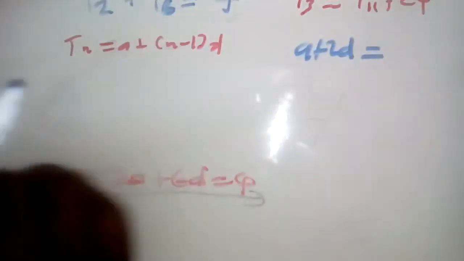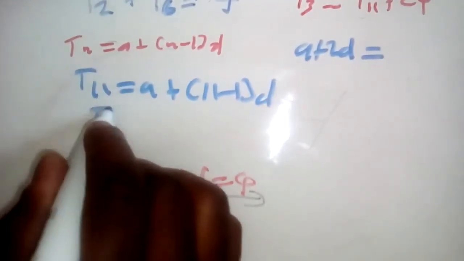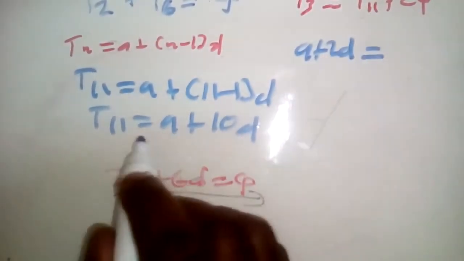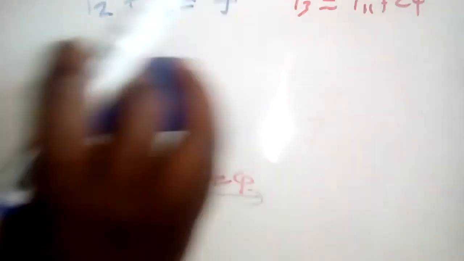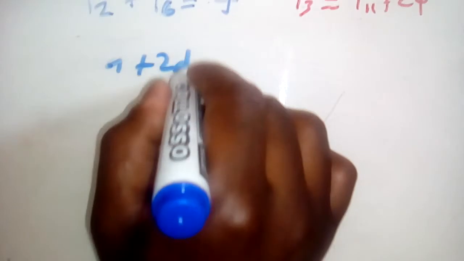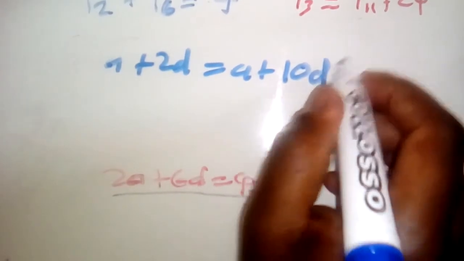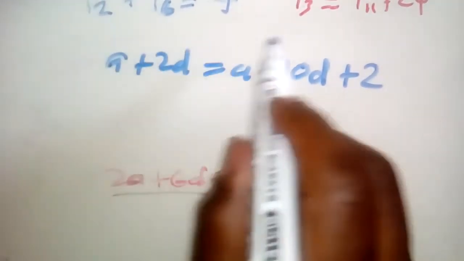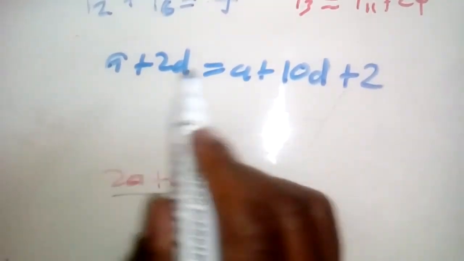T11 is equal to a plus (11 minus 1)d, so T11 is equal to a plus 10d. In place of T11, this is what I'm going to put: a plus 10d. Let me rewrite this here. T3 was equal to a plus 2d, and T11 was equal to a plus 10d, and then here we have plus 24. I'm writing exactly the same equation, but in place of T3 and T11 I'm putting the expressions I got. Then we simplify this equation to get our second equation.